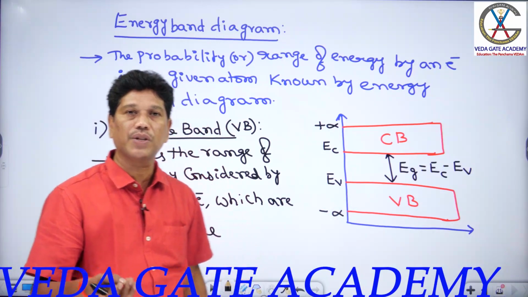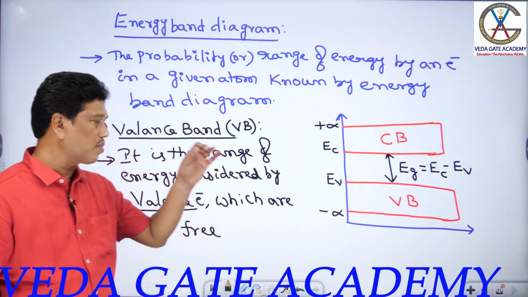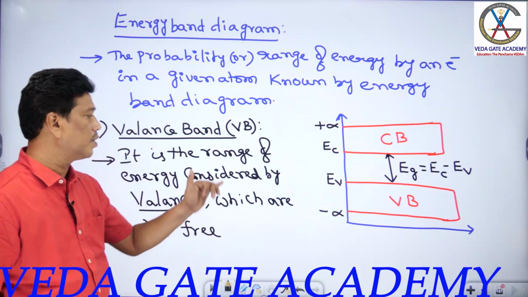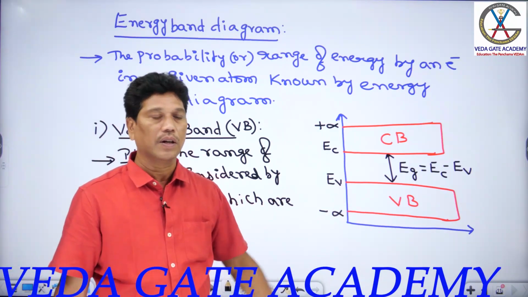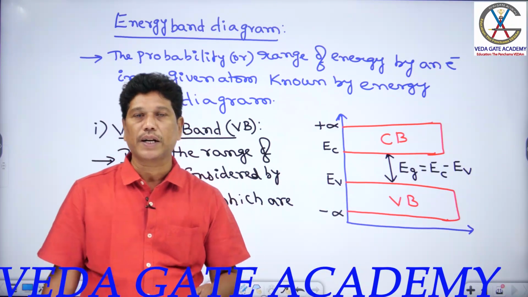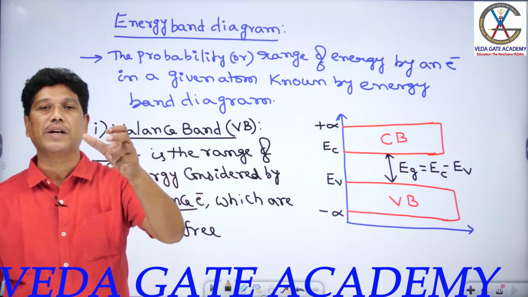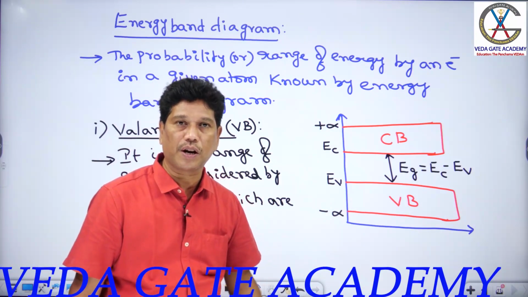So it is the range of energy considered by valence electrons. As long as I use the word valence, such electrons are not free. They are under the control of the nucleus, completely bound with the nucleus. Simply, you may say it is the energy range associated with the bound electrons.